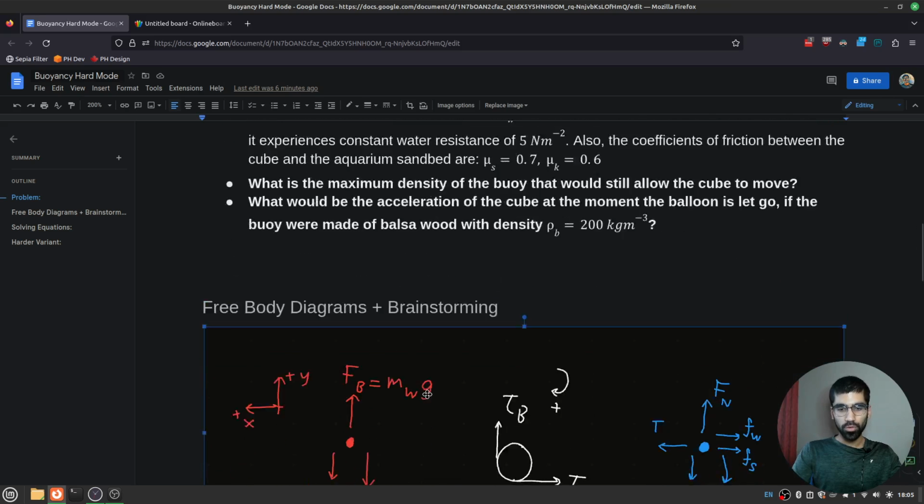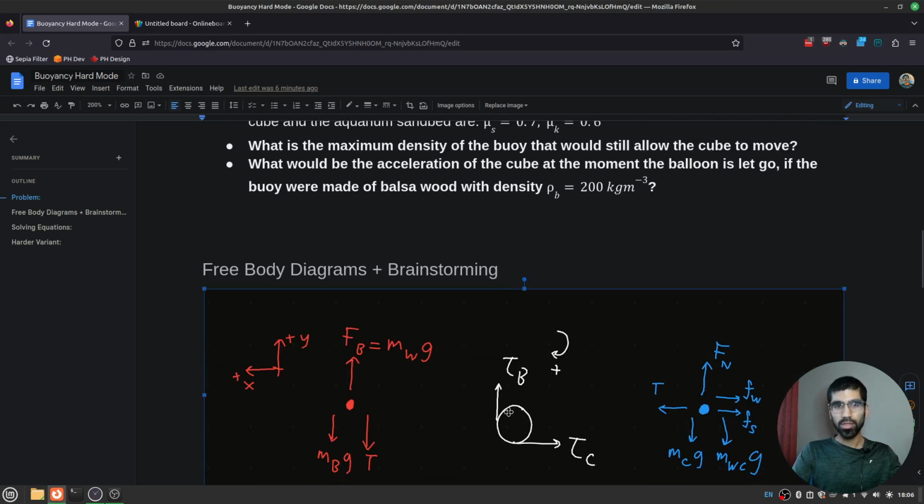Next we move on to this object. This is the pulley in white. You can see that it has a torque, tau buoy, that is pulling upwards. It also has a torque generated by the cube, tau c, that is pulling it right.